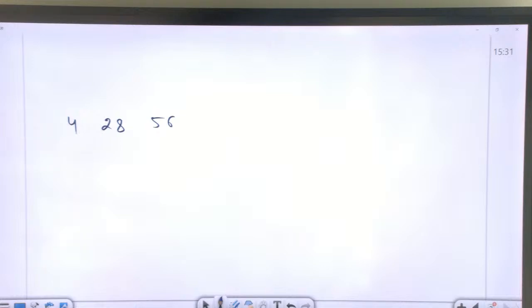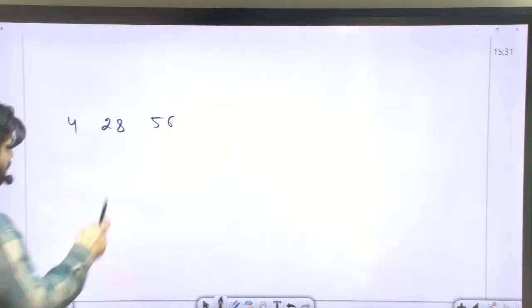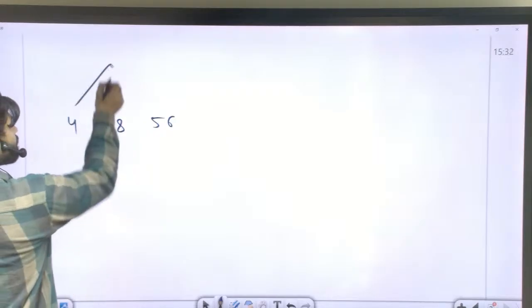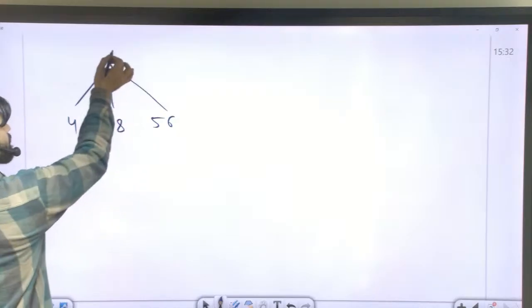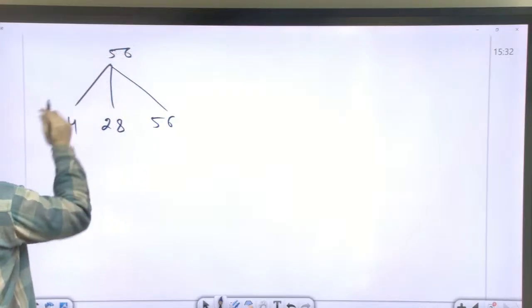Done? What is the answer? So it is in fractions. Okay, so what will be the total work? Total work is 56. So divide 56 by 4.